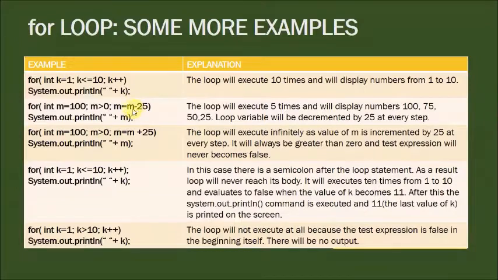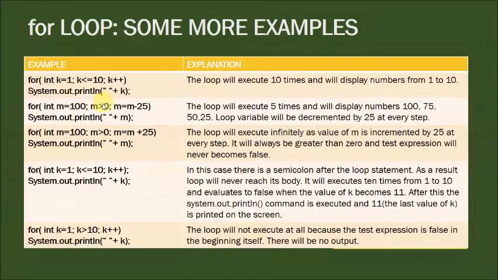Then we will go to the update expression. And as 25 will be subtracted from 100, the value of m will become 75. Then we will go to the test expression. As 75 is greater than 0, we will execute the body of the loop, which is System.out.println(m). So 75 will be displayed on the screen. Then again we will go to the update expression. So this time the value will become 50 because 75 minus 25 is 50.